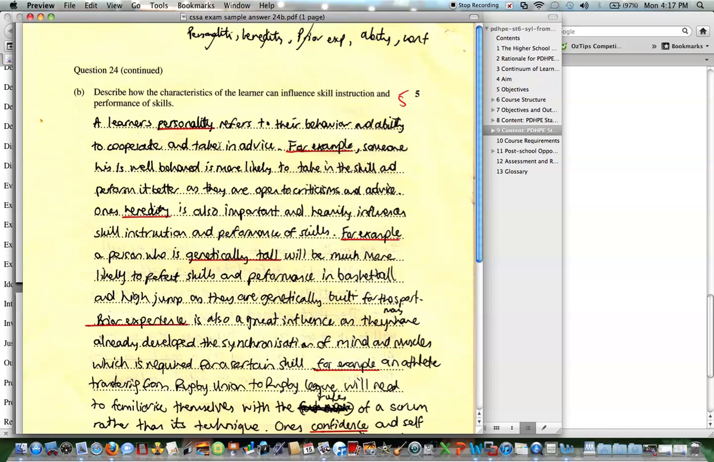So, for example, how the characteristics impacted or influenced skill instruction and performance. For example, why did each characteristic make learning easier or harder? Examples are a good way to illustrate understanding for this aspect, and that's what occurred here with this sample answer. It's one thing to say what the characteristic is, but you need to show how that characteristic is going to impact on skill instruction and performance.